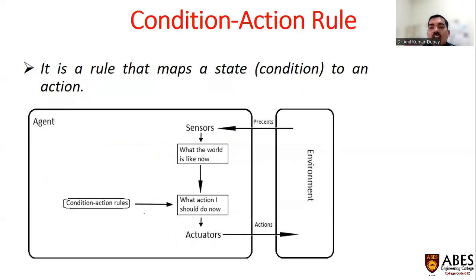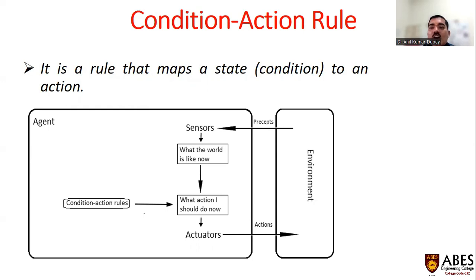Now, a condition action rule is a rule that maps state conditions to an action. That is the architecture of condition action rules. Here the environment and agent interact with each other. There is an agent within an environment, and multiple agents are possible. From the environment, agents perceive some information about what happened in the environment through their sensors, and they analyze that.